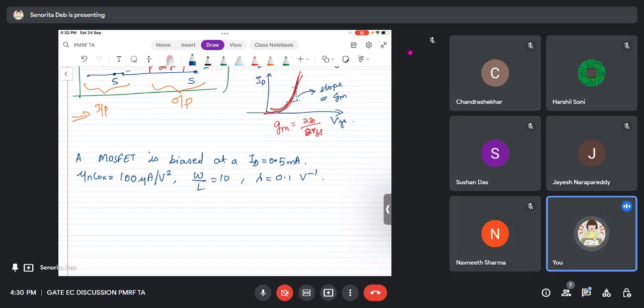Mark all the value units. Okay, that is very important. W by L is the aspect ratio, so the units have cancelled out. All others are having units, right? So now what they have asked: calculate gm and r naught.